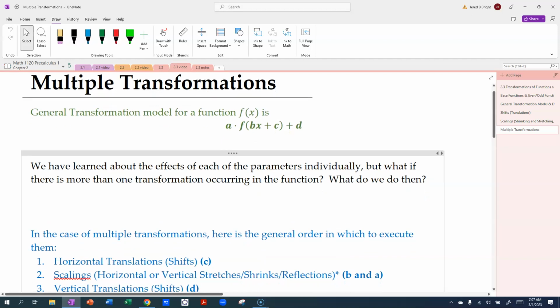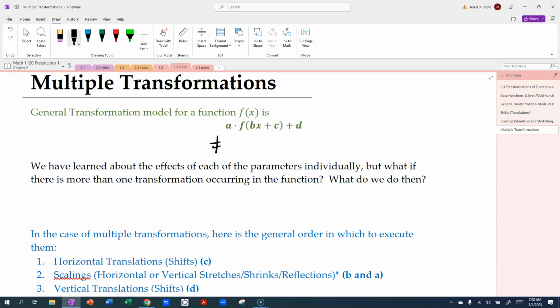One thing I want to caution against is in this general transformation model, remember that this bx plus c is an input into the function. You cannot distribute, right? You can't do f of x plus b, f of bx, and then plus f of c plus d. You can't do that. Functions don't work that way. So just be aware we have to keep the bx plus c all tethered together.